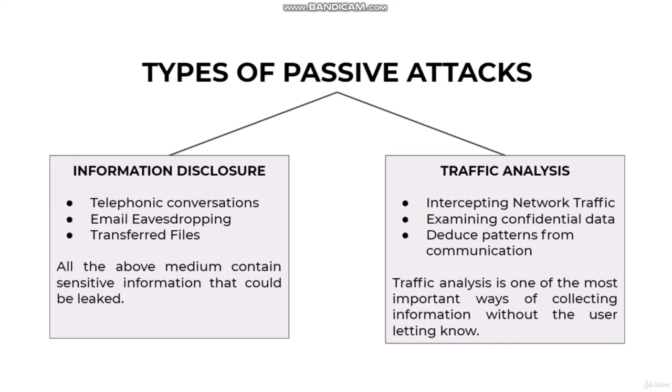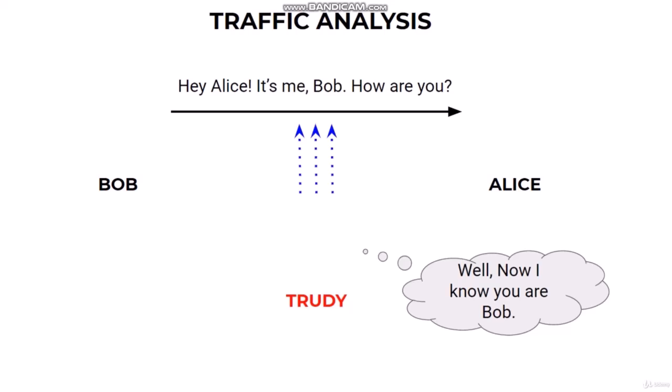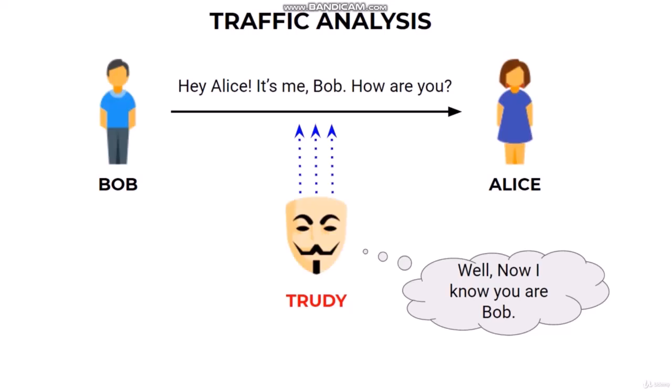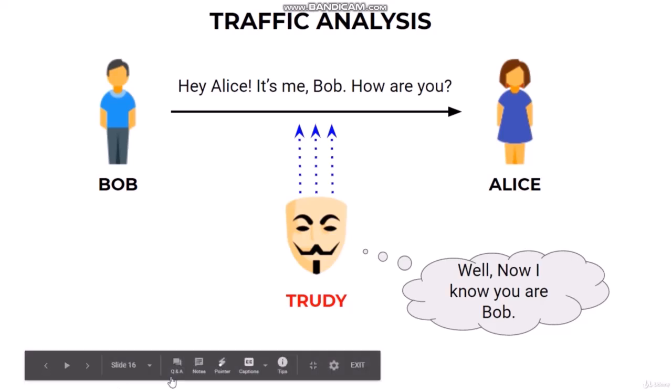The opponent could determine the location and identity of communicating hosts and could observe the frequency and length of messages being exchanged. This information might be useful in guessing the nature of the communication that was taking place. So here is an example of traffic analysis.